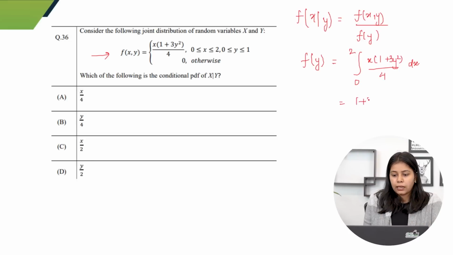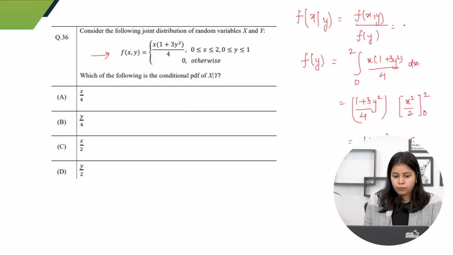Now I can integrate. 1 plus 3y square by 4 is considered a constant, so I'm taking it outside because I only have to integrate x. So the integration of x would be x square by 2. If I take the limits 0 to 2, I'll get (1 plus 3y square by 4) into 4 by 2. So we'll get f(y) as 1 plus 3y square by 2. Now I can replace these values. So what would I get?